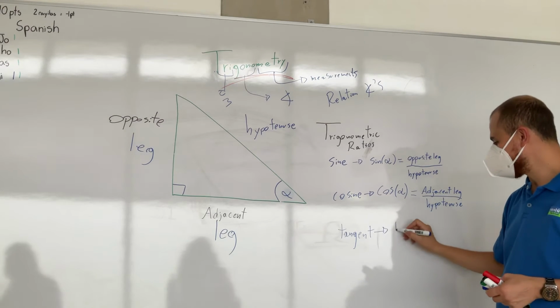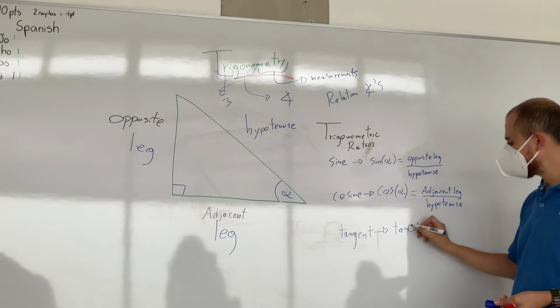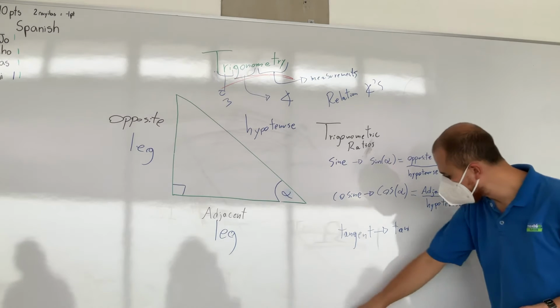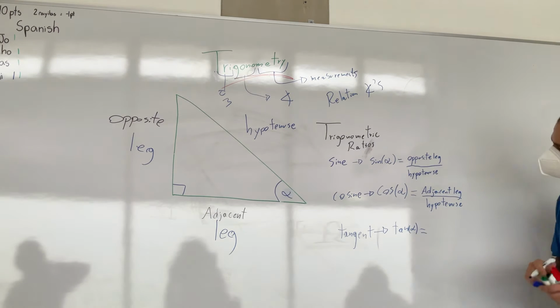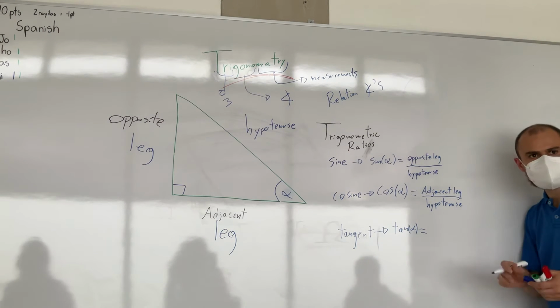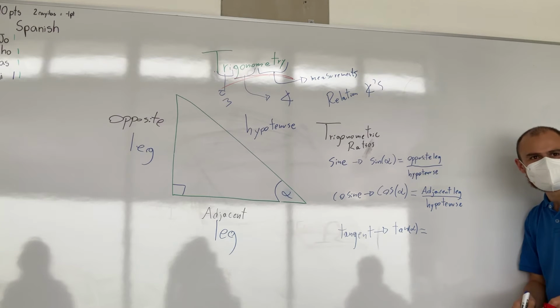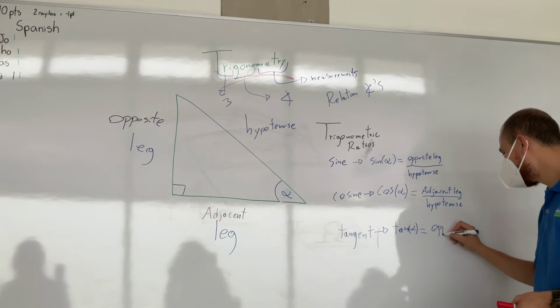So tan is going to be the abbreviation. And this one is going to be alpha as well. What do these ones have in common? They all have the hypotenuse. So who do you think doesn't go here? Hypotenuse. Okay, so opposite leg divided by adjacent leg. That is why tan is opposite leg divided by adjacent leg.